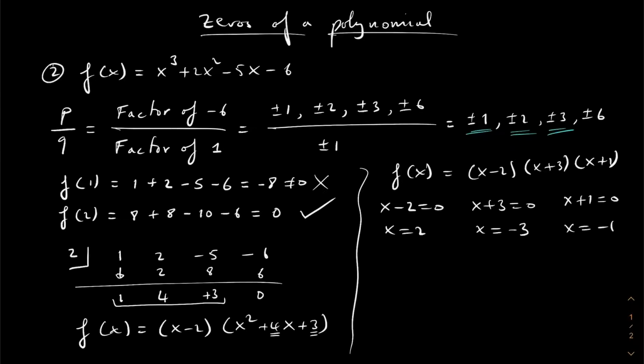And so that was a good list to begin with. But as far as strategy goes, I will not test all of these numbers to figure out which ones are zeros and which ones are not.